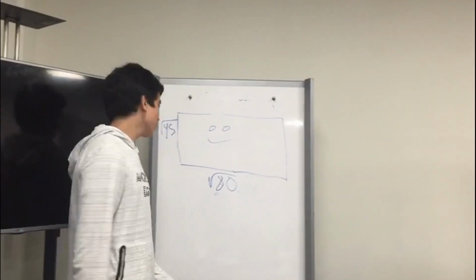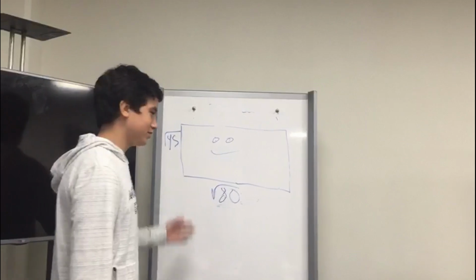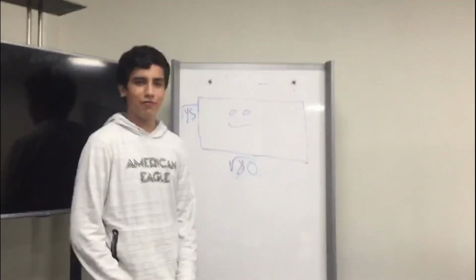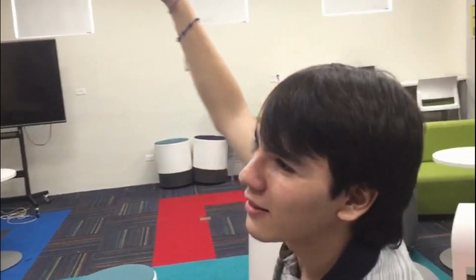Thank you. Okay, so now we're going to see the perimeter of the shape. Does anybody here know the formula for perimeter? Yes, 2 times A plus 2 times B. Perfect.